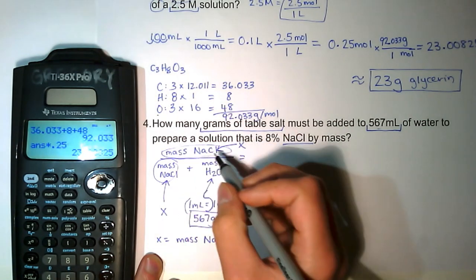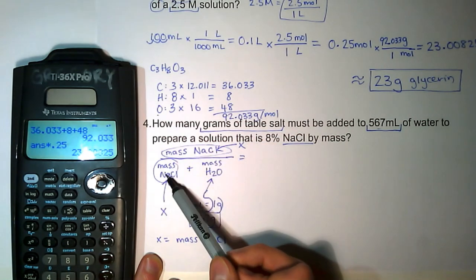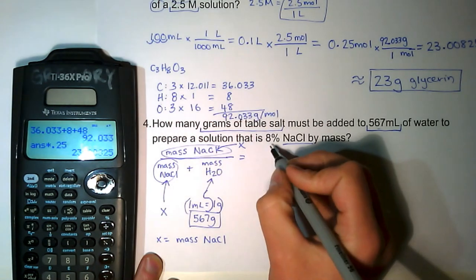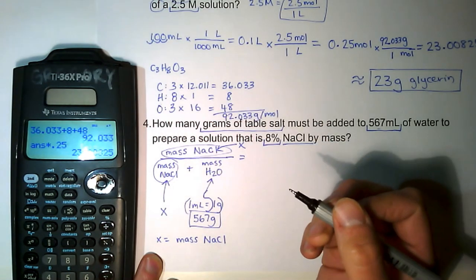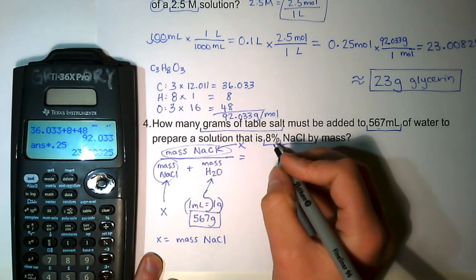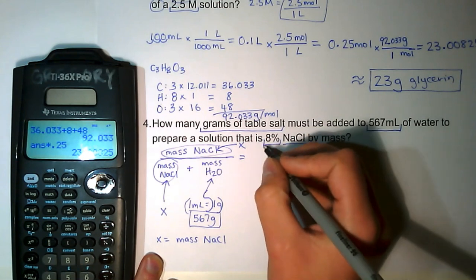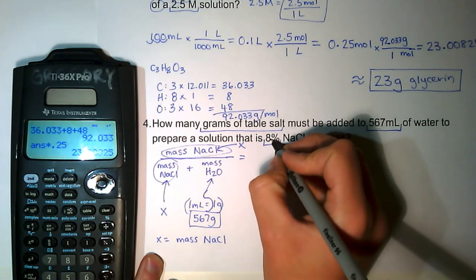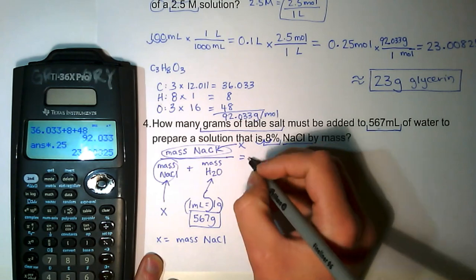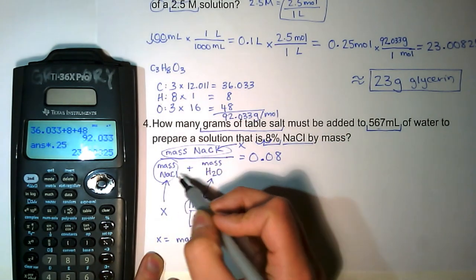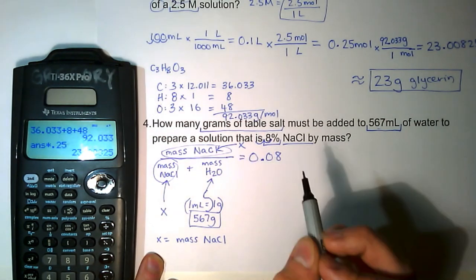So this whole thing, the mass of NaCl divided by the mass of NaCl plus the mass of H2O, should be equal to our percent by mass, which is 8%. But in order to have this equal to 8%, we need to write 8% as a decimal. So we're going to move the decimal back 2 times. 8% is the same thing as 0.08. So this whole thing is going to be equal to 0.08.